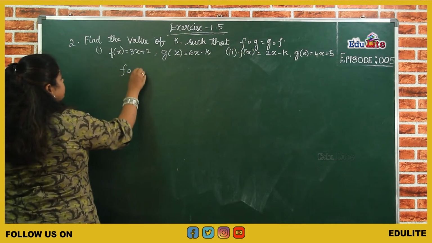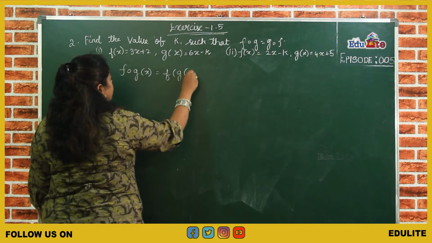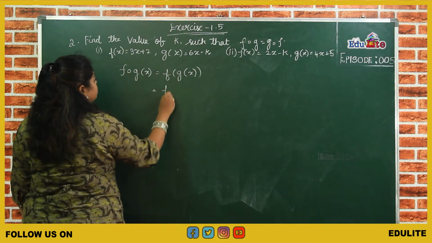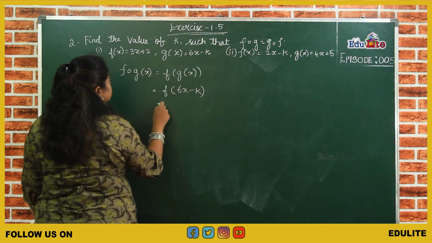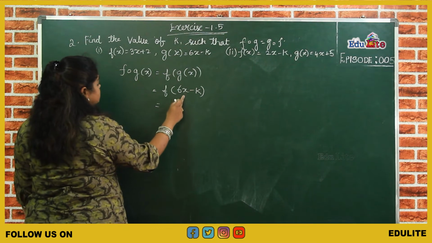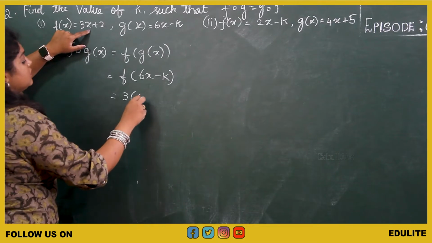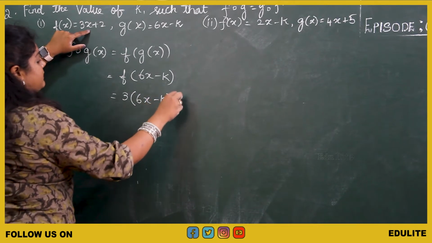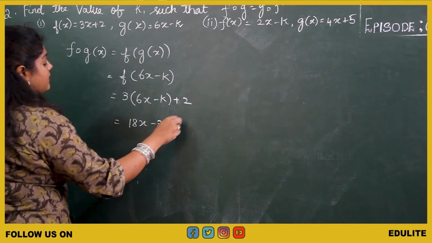We will first find f composite g. F composite g can be written as f of g of x. So g of x value is 6x minus k. Now we have to use the relation f of x, and the x value is 6x minus k. We have to substitute over here: 3 into 6x minus k plus 2, 18x minus 3k plus 2.